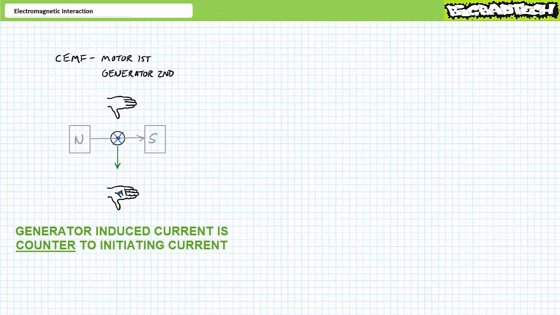This is CEMF. The secondary generator action produced as a consequence of motor action opposes the initiating effect, in this case current. Now get your hands off the screen. Everybody in the room is looking at you funny.